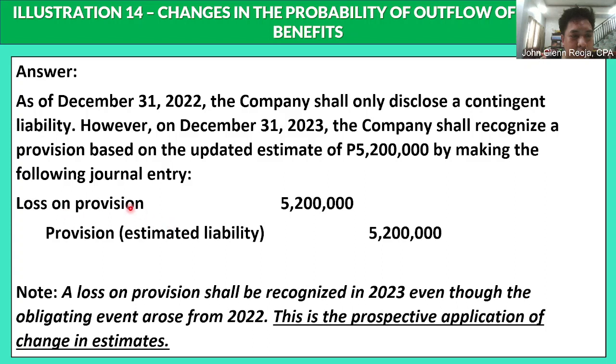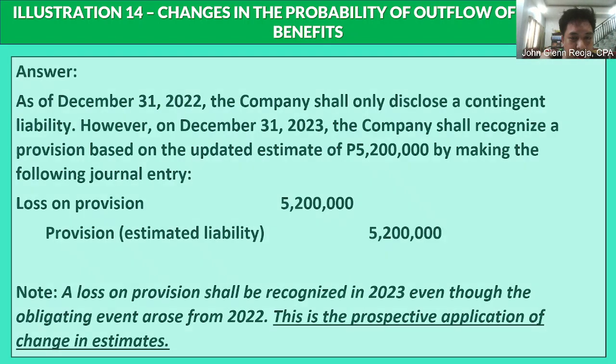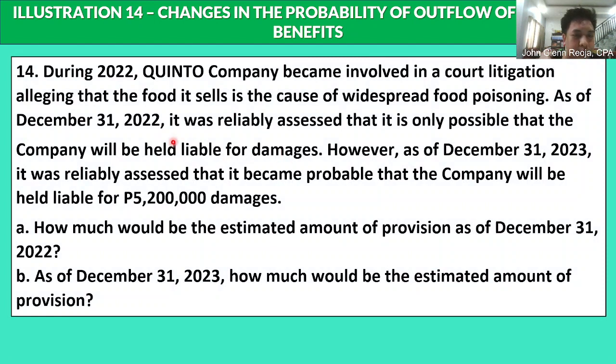So, yan. Debit ng loss on provision. So, kailan pala magka-appear? Yung 5.2. Again, correct pala. Dapat as of December 31, 2023. So, walang mag-appear na provision on December 31, 2022. Paki-correct. Walang mag-appear na estimated liability on December 31, 2022 kasi it was reliably assessed that it was only possible. So, disclose lang. Pero pagdating ng December 31, 2023, na siya? Probable. So, hindi siya the same pala kanina sa events after reporting period. Okay.